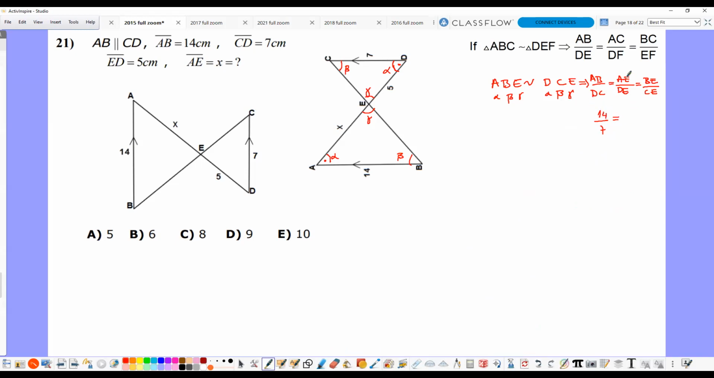14 divided by 7 is equal to AE, whose length is X, we don't know what it is, divided by ED, which is equal to 5. Here we are using cross multiplication, so 7 times X is equal to 14 times 5. This is called cross multiplication in ratios. 7X is equal to 14 times 5. X is equal to 14 times 5 divided by 7. It can be simplified for easy operation, because in the exam it is not allowed to use a calculator. So if possible, you should use this division method: if I simplify 14 and 7, this becomes 2 and this becomes 1. 2 times 5 is equal to 10. 10 divided by 1, so X is equal to 10. The answer is 10.